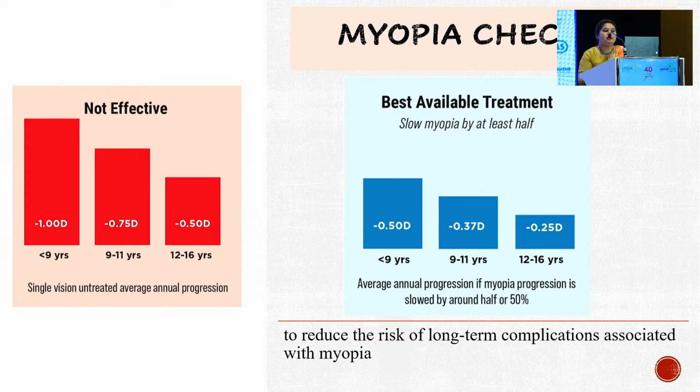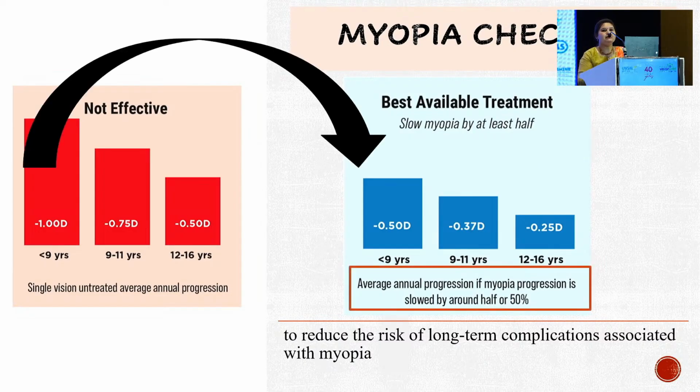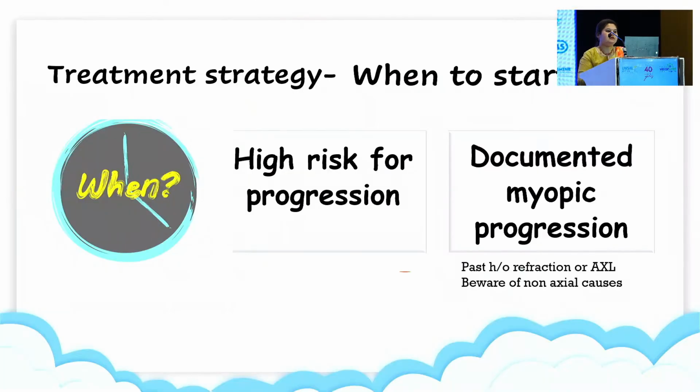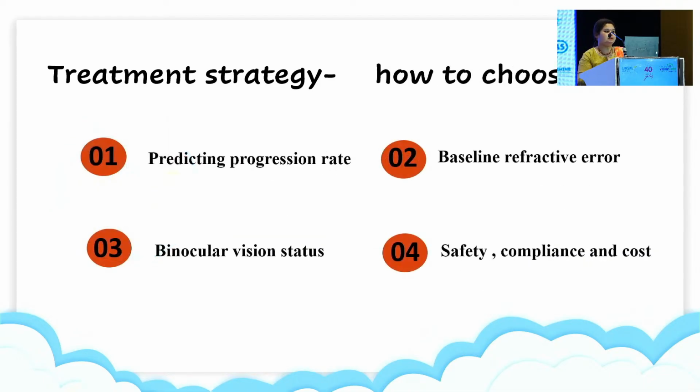So how do we keep the myopia under check in patients with myopia? We have to aim for slowing down the progression of myopia by at least 50%. Hence, we will also be preventing the long-term complications associated with it. When do we start the myopia control measures? If the patient has a high risk for progression, such as younger age, higher baseline myopia, or the parents are myopic, or if there's a documented myopic progression, we can consider the myopia control measures.